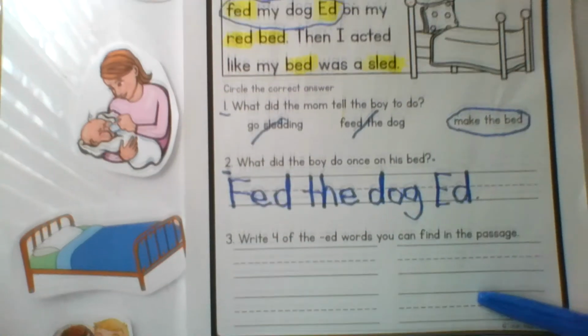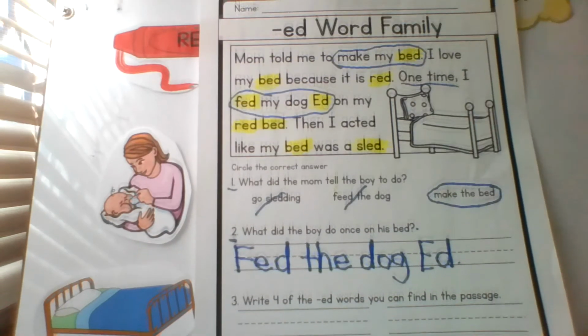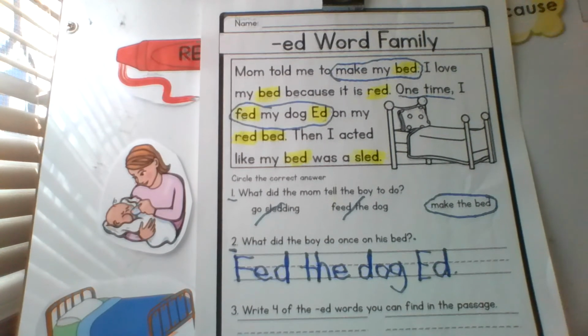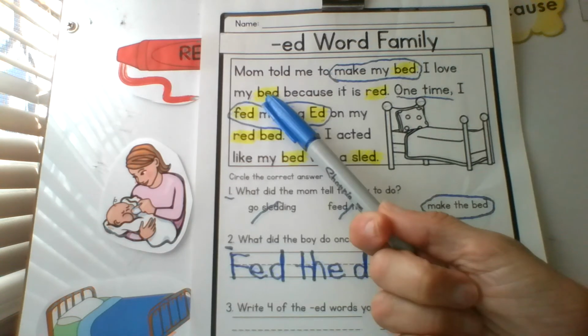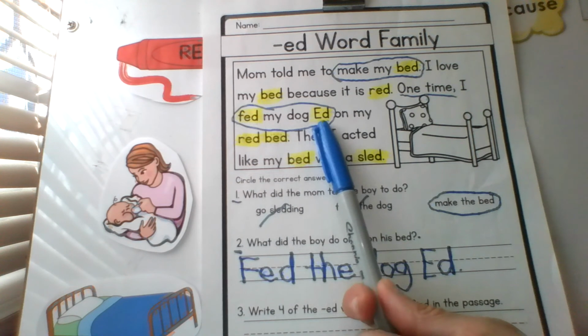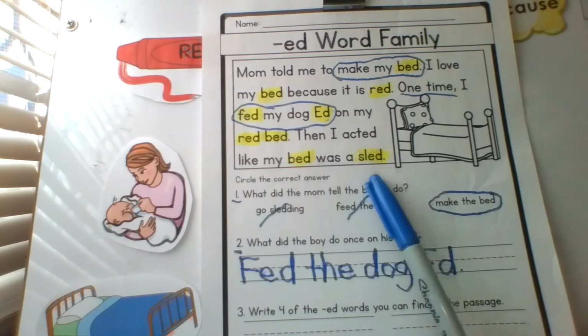And then, of course, question number 3 here just says, write 4 of the Ed words that we found up here in the story. So we'll just go through them real quick and say what they are. Bed, bed, red, fed, Ed, red, bed, bed, sled. Very nice job with all of those Ed words.